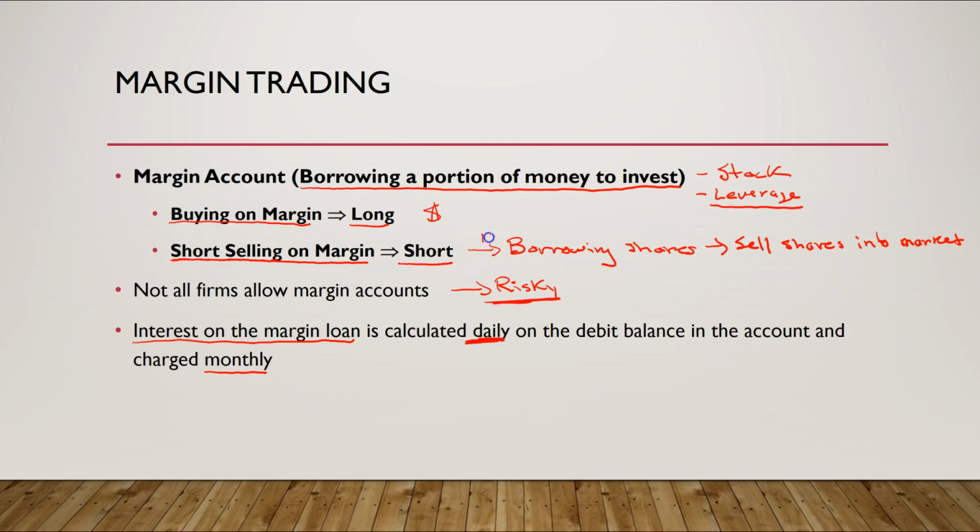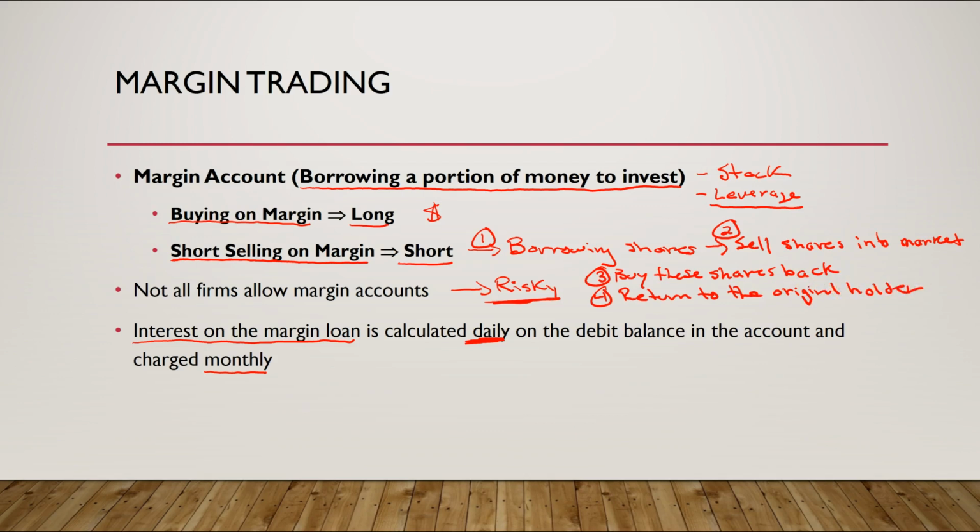So this would be one, you're going to borrow. Two, you're going to sell these shares into the market immediately. Three, at some point in time, you're going to have to buy these shares or the security back. And four, then you're going to return them to the original holder.